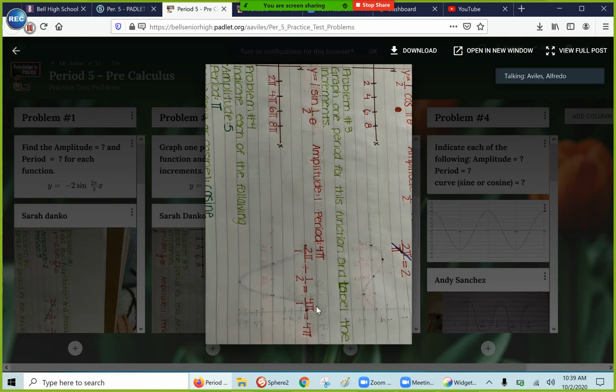And that explains how to get. So this is correct. But now, see, I can see where you guys are not taking this information and now putting it down on the graph.